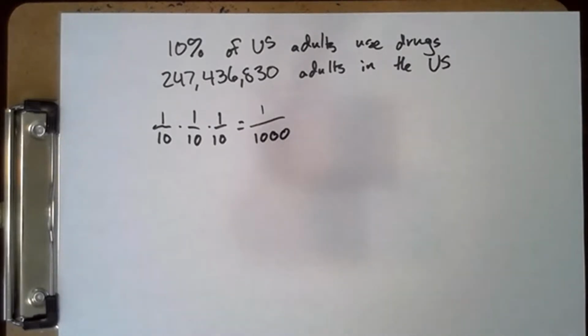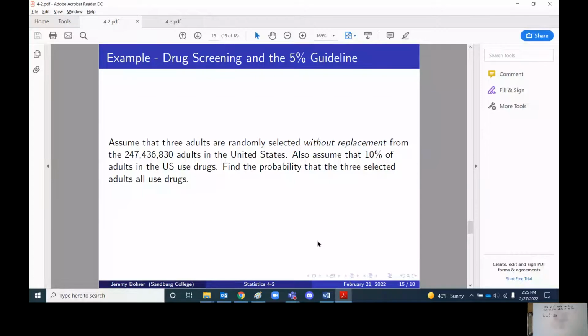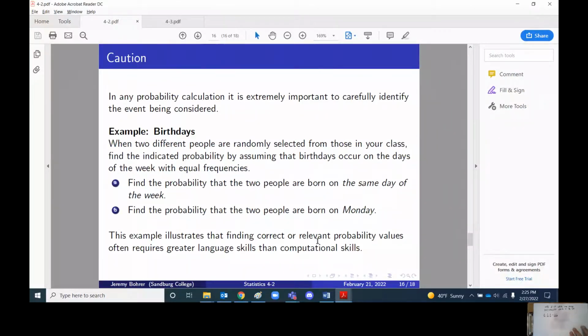Moving on. Okay, the birthday problem. When 2 different people are selected randomly from those in the class, find the indicated probability by assuming that birthdays occur on the days of the week with equal frequencies. So first we're going to find the probability that the 2 people were born on the same day of the week, and then we'll find the probability that they're both born on Monday.